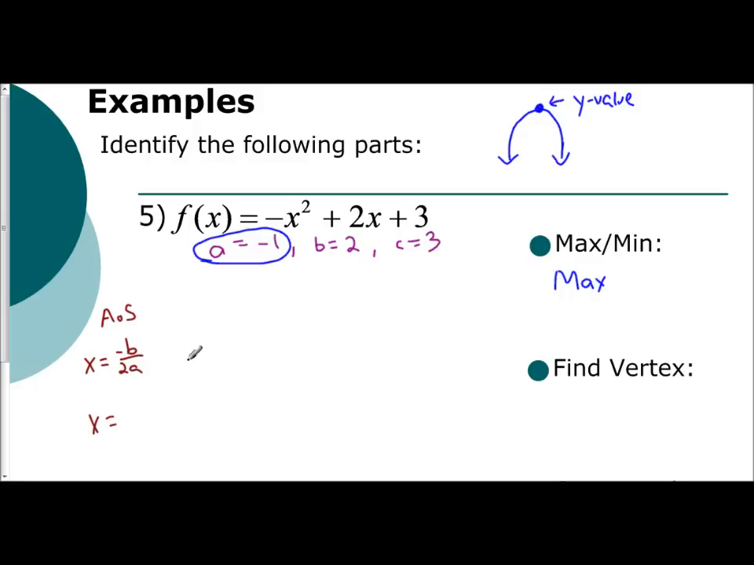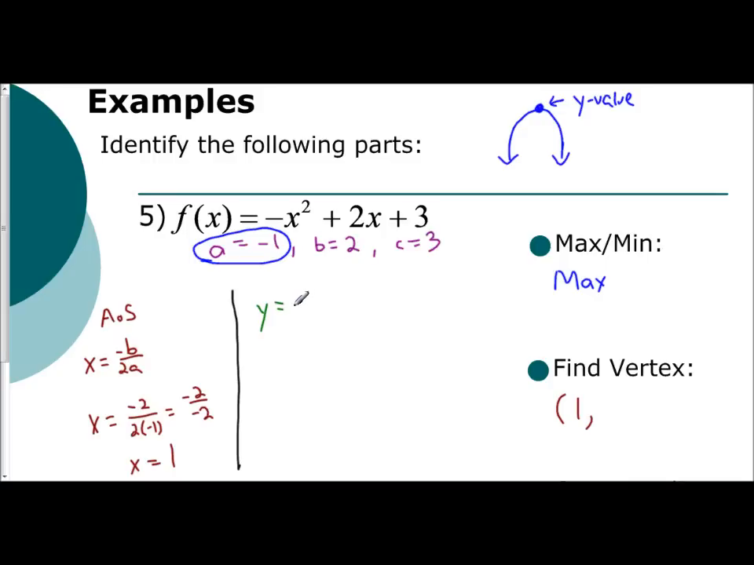Our b is positive 2, so you want the negative of 2 over twice a, so 2 times negative 1. So I get negative 2 over negative 2. So my axis of symmetry is x equals 1. So when I look at my vertex, that means the x-coordinate of my vertex is 1. Now I'm going to use that value of 1 and plug it into my quadratic function, and that's going to give me my y value of the vertex.